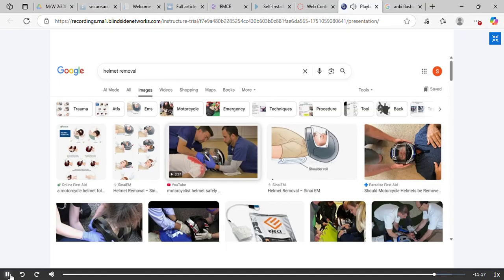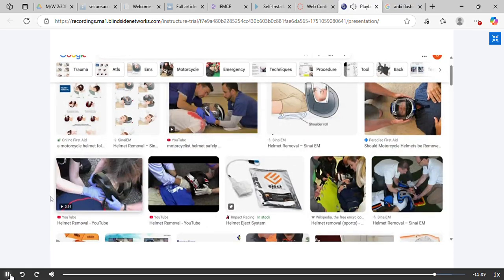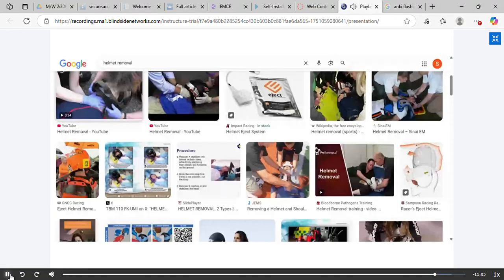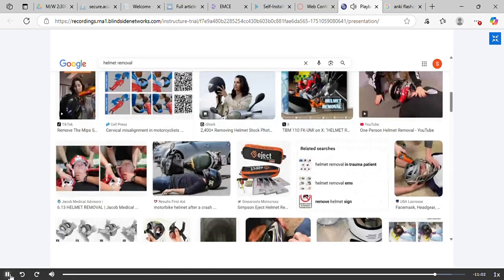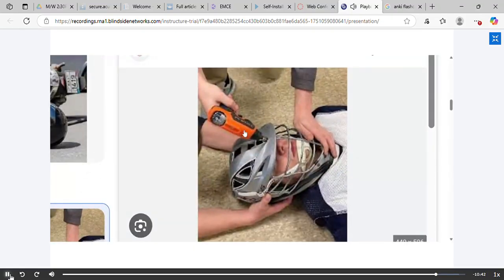Because I have to do airway and ventilations and all that kind of stuff. So let's talk about how we take this thing off here, because you have different ones, right? You've got your full-faced motorcycle helmet, and then you have your sports helmet, which is more like this one, where your sports medicine individuals can go up and remove the face guard. So you can still do some kind of airway management. See over here, they're actually removing it with their little drill.